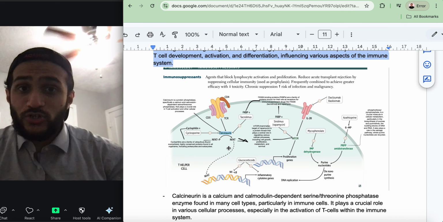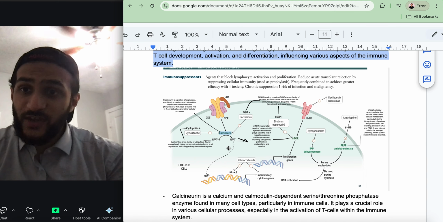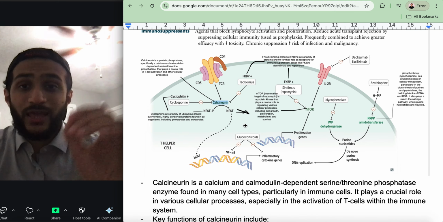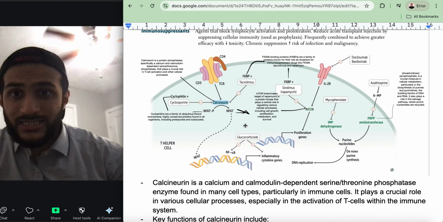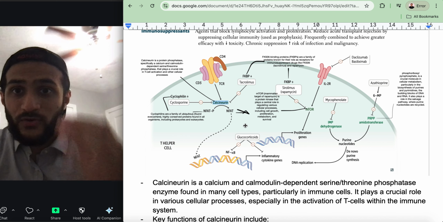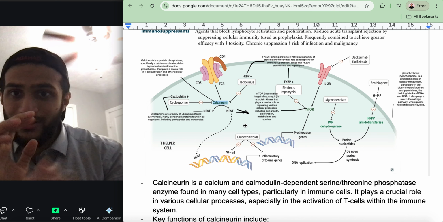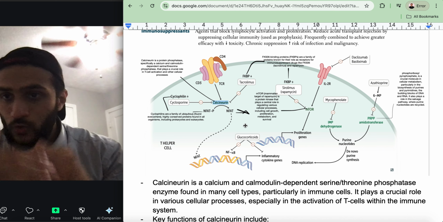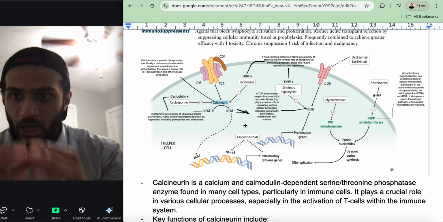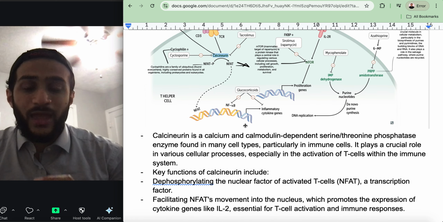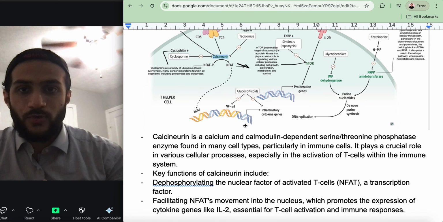But of course, chronic use can lead to opportunistic infections. We can have malignancies. I really want to bring our attention to this diagram over here, specifically calcineurin. Okay, calcineurin, guys, is basically a protein phosphatase, calcium and calmodulin dependent serine threonine phosphatase, and it plays a crucial role in T cell activation and proliferation. So what is the main function of calcineurin?